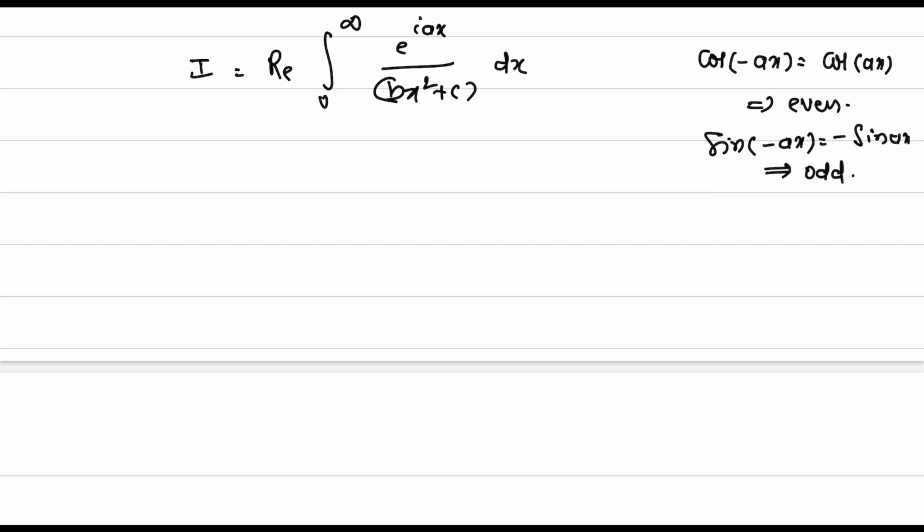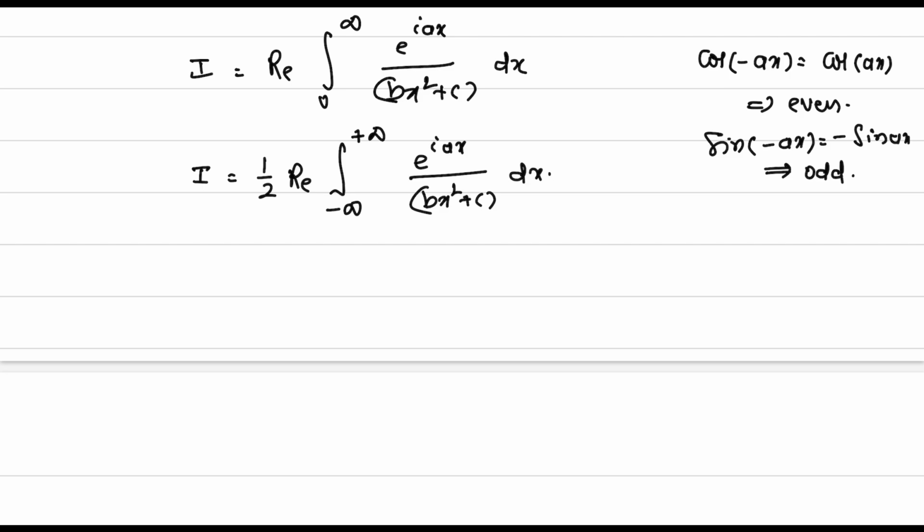Instead of 0 to infinity, you make it minus infinity to infinity. Then I is equal to 1 by 2 Re minus infinity to plus infinity, because in the residue theorem we are required to convert the given integral to minus infinity to plus infinity. The given integral is 0 to infinity. To convert it to minus infinity to plus infinity, we have to divide it by 2 because it is even. E to the power of iax by bx square plus c.